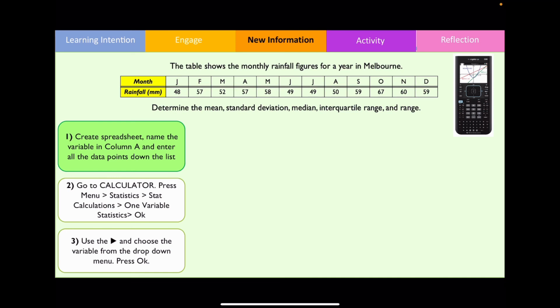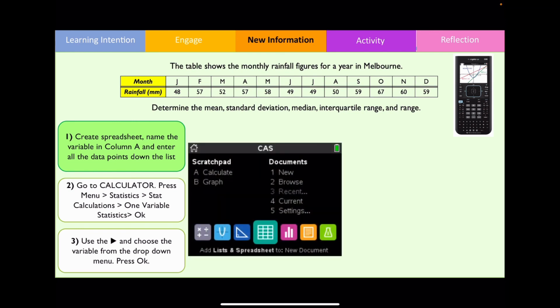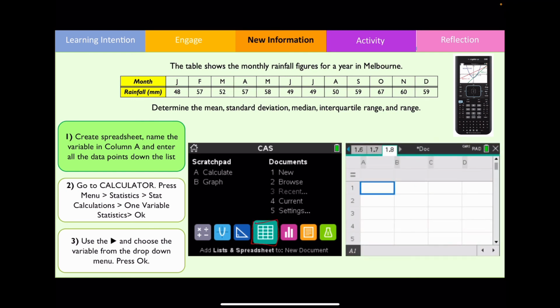In order to get the summary statistics for this dataset, we're going to need to create our spreadsheet first. The way that we do that is by clicking on this green icon over here under the main screen, and it will take you to this page. Once you get to that page, we're going to name the variable in column A. In this case, the question is talking about rainfall, so I'm going to put rainfall over here, and then I'm going to put all the other values under that column down over here.